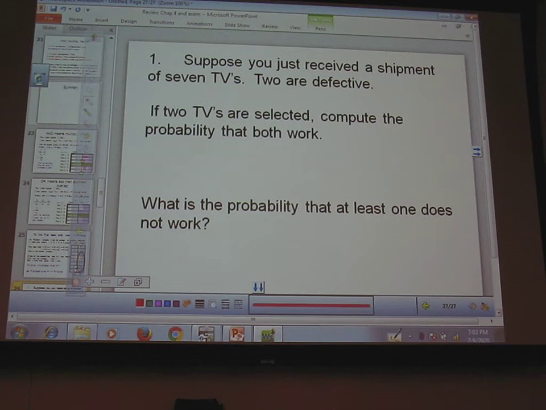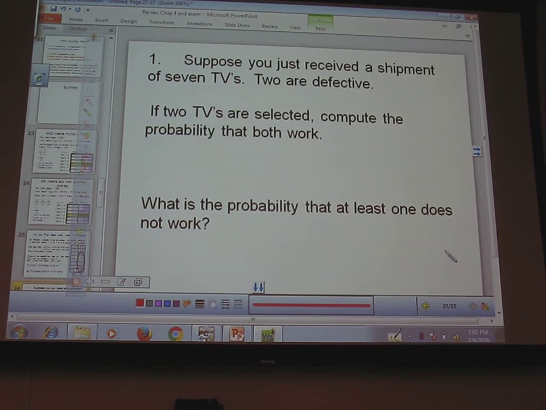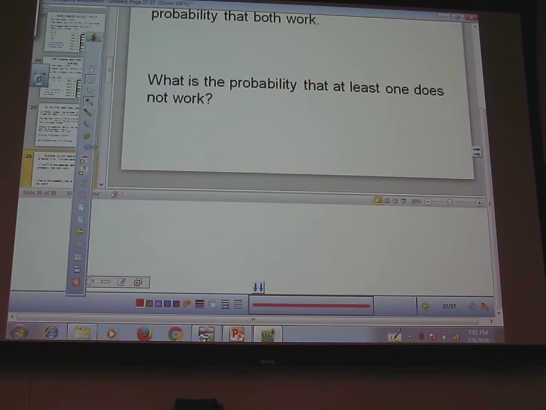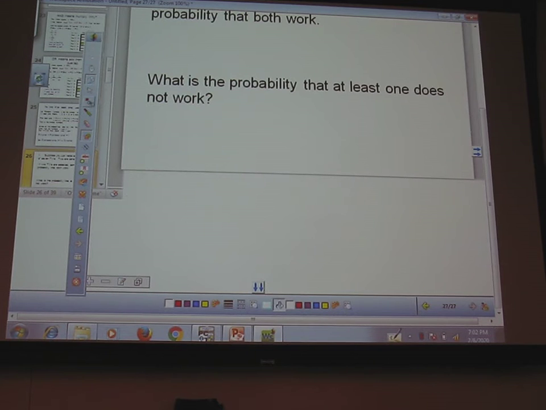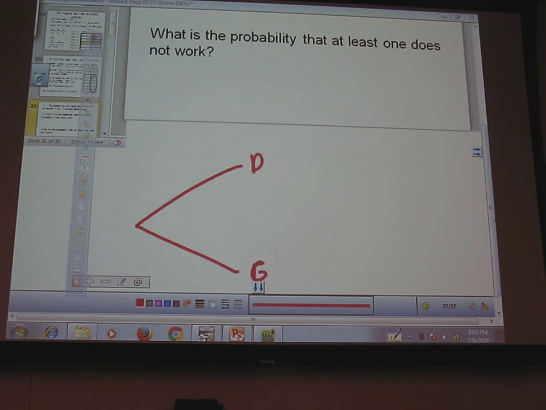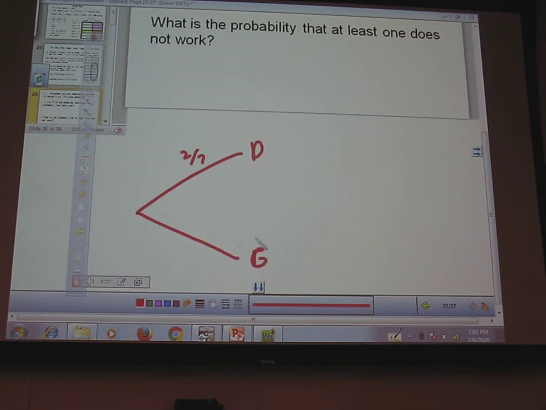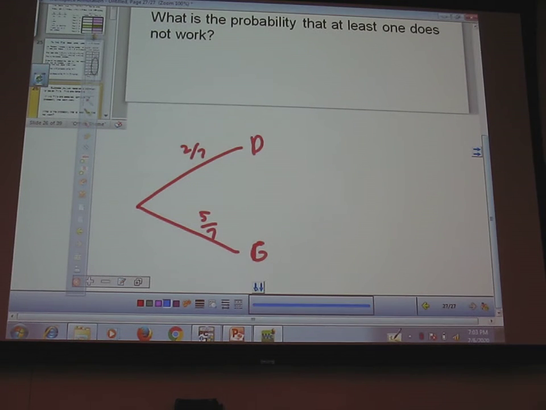All right, let's go ahead and go over number 1. So, 2 TVs are selected. Compute the probability that both work. I feel like maybe you guys need a tree for this, because people are having issues. So, it can either be defective or not, or good, right? What's the probability it's defective? 2 out of 7. What's the probability it's good? 5 out of 7. Now, let's take a look at the next one.